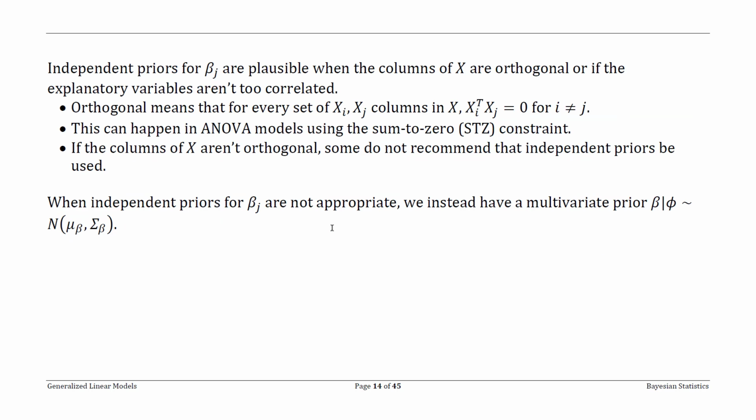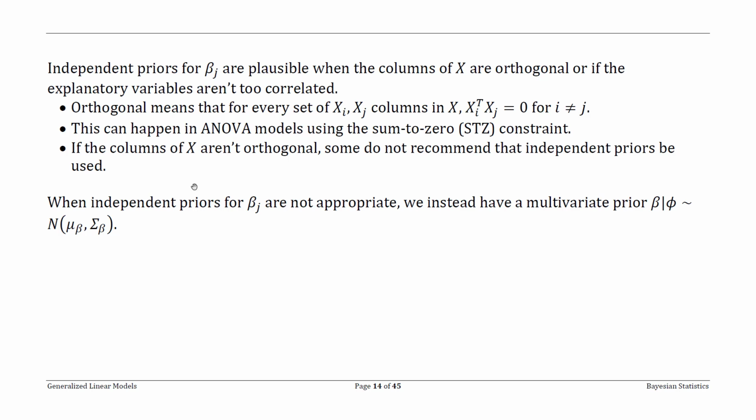It's quite common to use independent priors for each of your regression coefficients. We actually assume that they are independent of one another. And that's plausible as long as the columns of your X matrix, your matrix of covariates or explanatory variables, are orthogonal or at least aren't too correlated. If we have a lot of correlation between the predictors of our X matrix, then a lot of people will say that these independent priors are really not appropriate, since we know that, at least in a frequentist context, the estimates of our regression coefficients are going to be correlated.